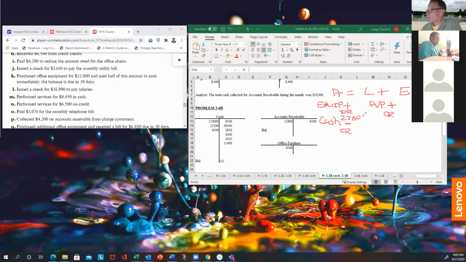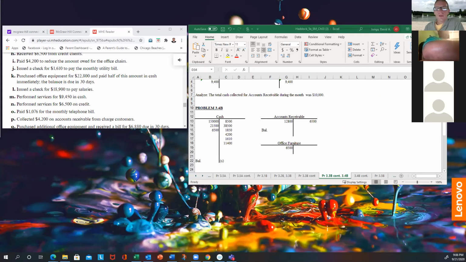22.8 goes to equipment, 11,004 goes to cash, 11,004 goes to accounts payable. That's how it would fit into the equation as well. Okay, that's what I just entered. All right, anything else on letter K? No. Okay, letter L.